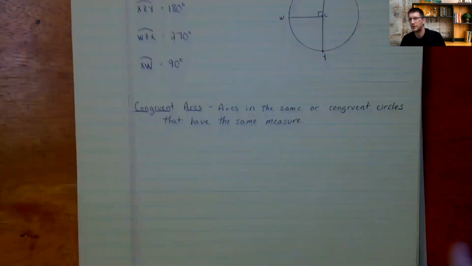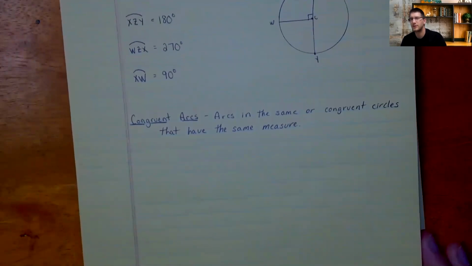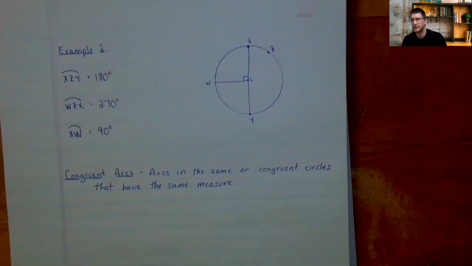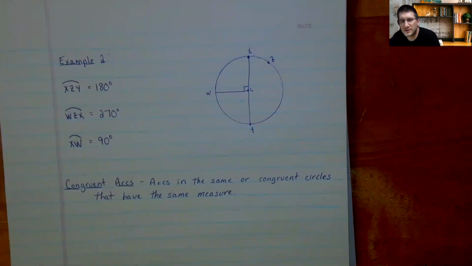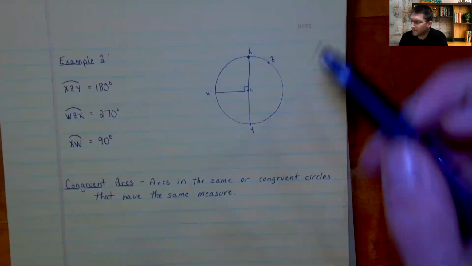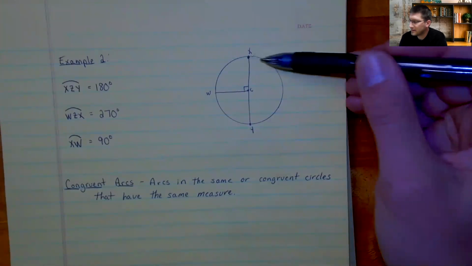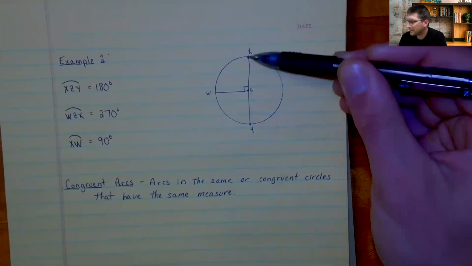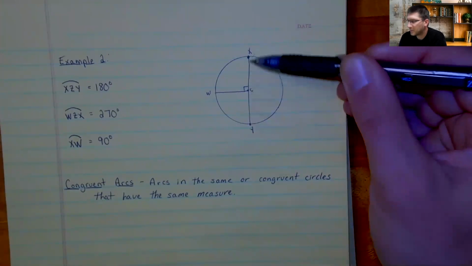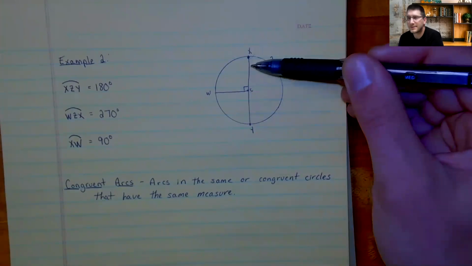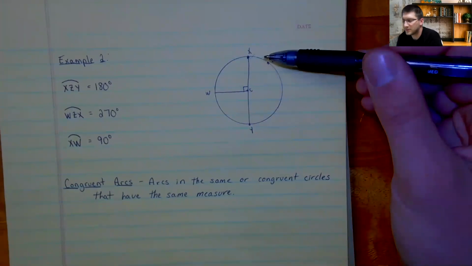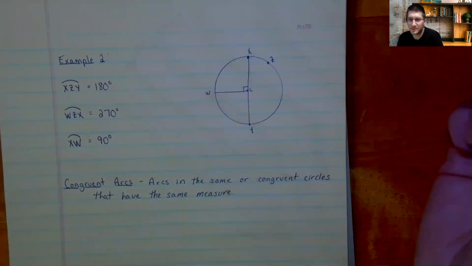I have one example here and one more definition. So if we look at this circle here, the first one asks us for the measurement of arc XZY. If I follow in order, X, Z, Y, it's connected by a diameter. If the endpoints are on the diameter, it would have to be a semicircle, and a semicircle would have to be 180 degrees.